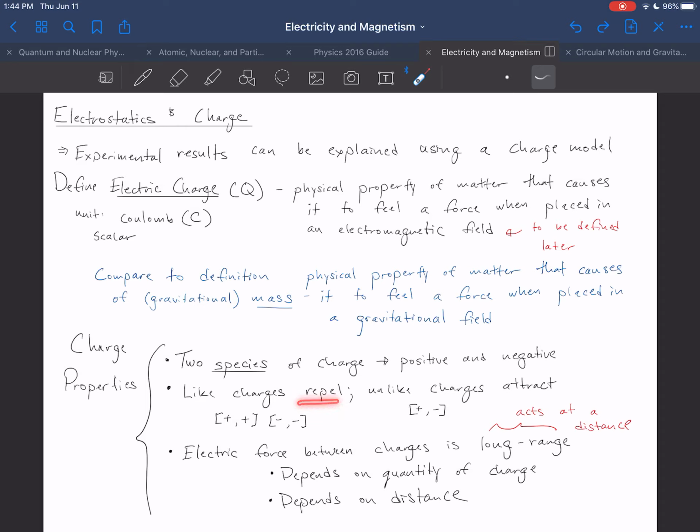This repulsion and this attraction are words for the directionality of a force that is produced. So charges apply forces on one another, and that electric force between the charges is long range, so it acts at a distance. Two charges don't need to be touching to affect each other, much like mass, for instance. And it depends on the quantity of charge. If you have more charge, you get a larger force. It also depends on the distance in a very particular way. So the further you are away, the smaller that force. The closer you are together, the bigger that force.